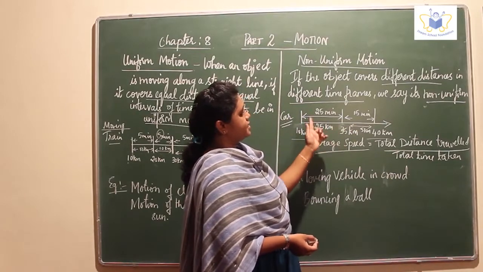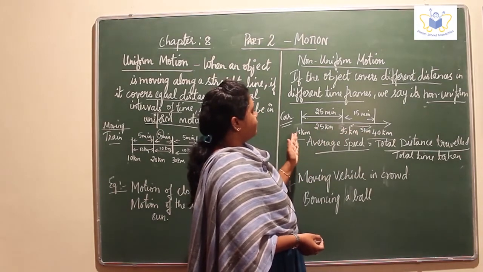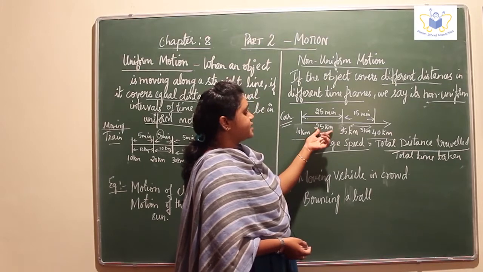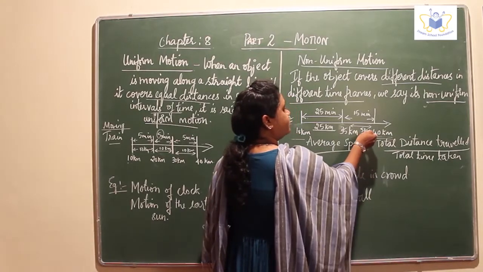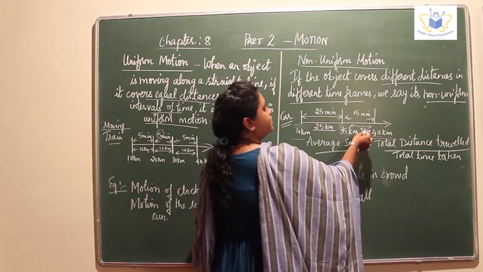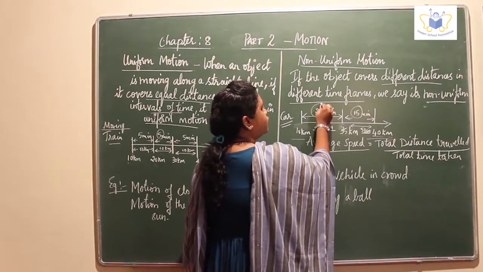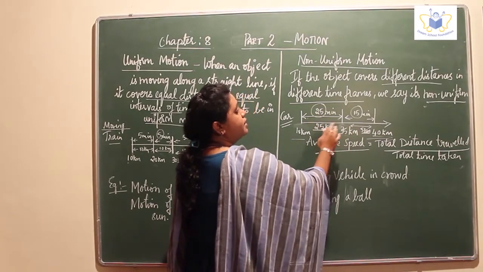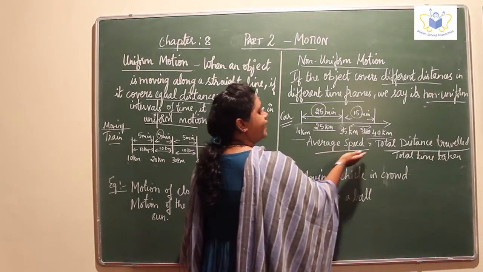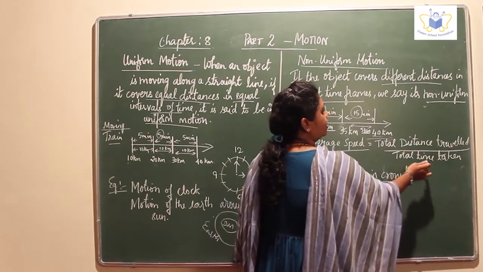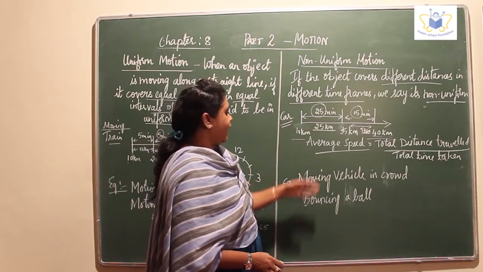Here the total distance is 40 kilometers, but it is split like this. First they travel from 10 kilometers to 35 kilometers, where the distance covered is 25 kilometers, and from 35 kilometers to 40 kilometers it is 5 kilometers. From 35 to 40 it is taking 15 minutes, and from 10 to 35 it is taking 25 minutes. So it is taking different time frames and different distances are covered. To find the average speed, we take the total distance traveled divided by the total time taken. We will solve problems based on average speed in a bit.